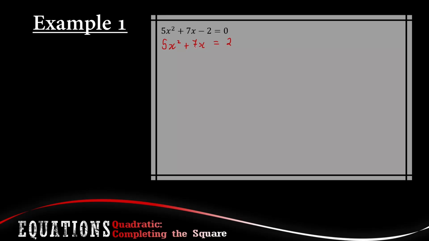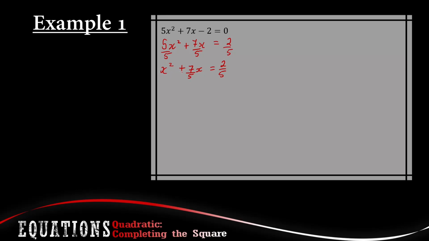The next thing is this coefficient over here. When we complete the square, we can't have this coefficient, so we need to get rid of it by dividing everything by whatever that value is, which is 5. That leaves us with x squared plus 7 over 5 x equals 2 over 5. This is where we want to be, and then we can start completing the square.